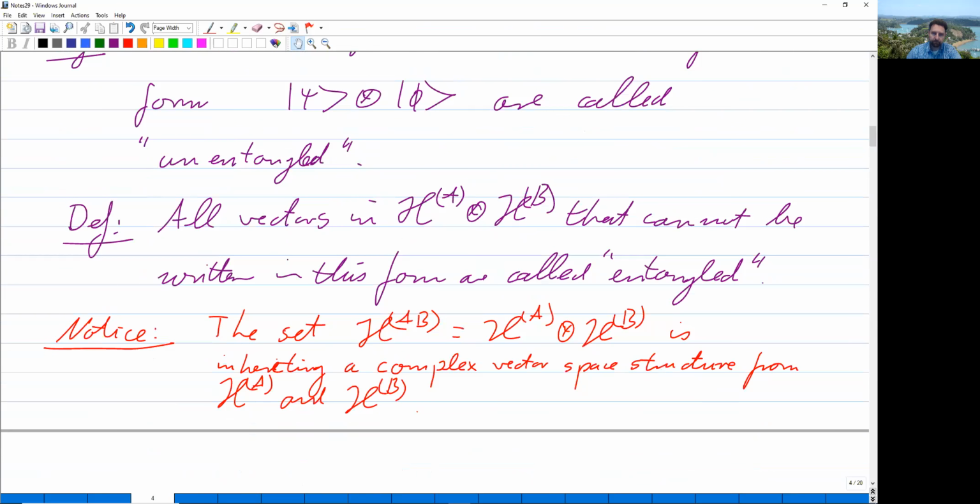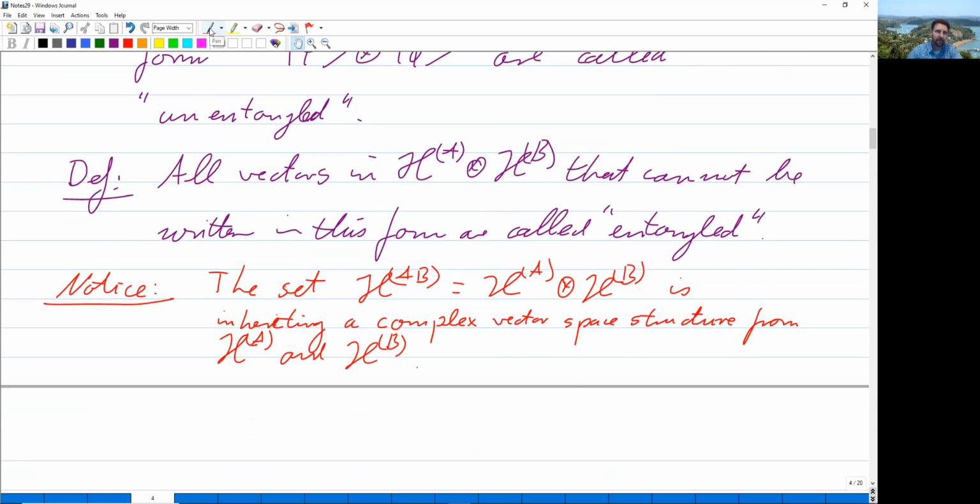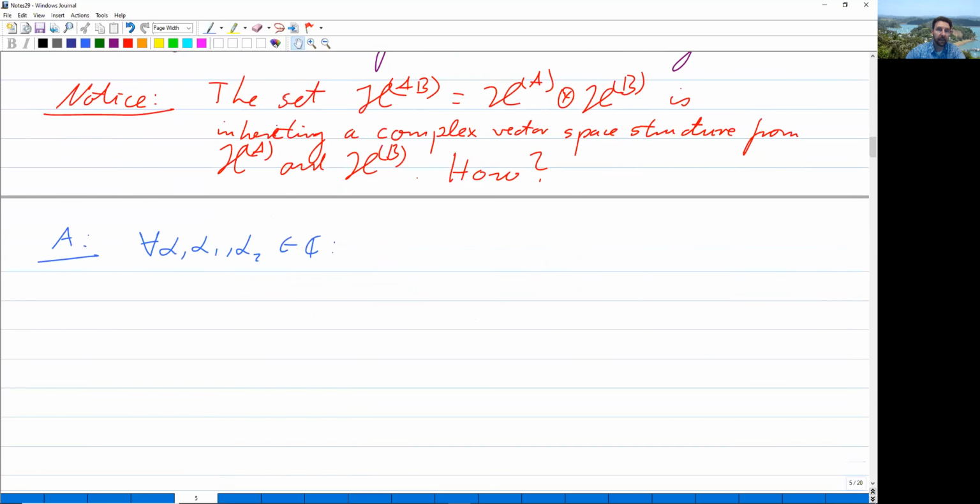So how is it that HAB is inheriting complex vector space structure from its constituent Hilbert spaces? Well, the answer is that for all alpha, alpha 1, and alpha 2 complex numbers, we have, and these are the inheritance rules.